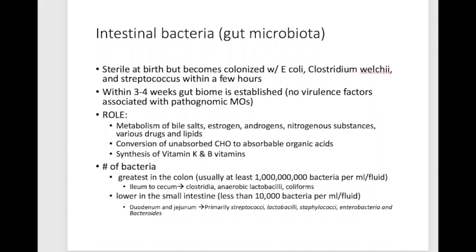And you can see the degree of bacteria. So when we're in the colon, we have a lot more bacteria per milliliter of fluid versus the small intestine. And you can see from the ileum to the cecum, we have Clostridia, anaerobic lactobacilli, and coliforms. In the duodenum, we have primarily streptococci, lactobacilli, staphylococci, enterobacteria, and bacteroides. But you see the difference in the amount of bacteria. There are also antimicrobial peptides and IgA as a component in the small intestine, and that's those Peyer's patches and Paneth cells, and they provide defenses against those pathogenic microorganisms.